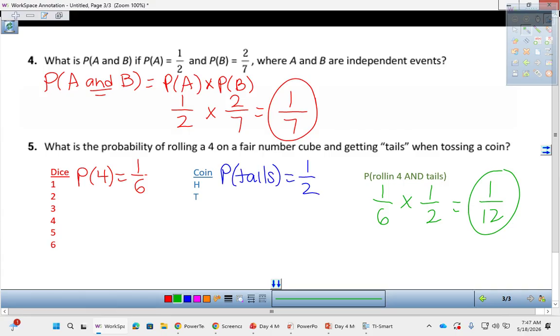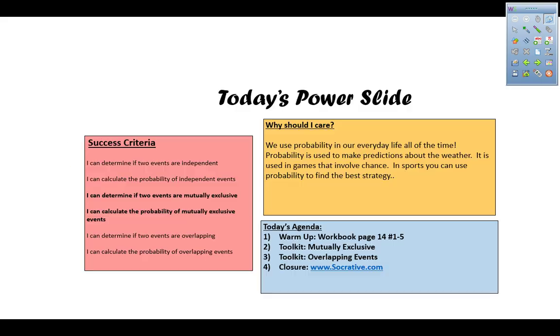Right? Today, the warm-up was: I can determine if 2 events are independent. I can calculate the probability of events that are independent. We're going to work on finding if 2 events are mutually exclusive and calculating their probabilities, and if 2 events are overlapping and calculating their probabilities. So these are all different types of events. Independent are 2 events that don't affect each other. Mutually exclusive, they do.